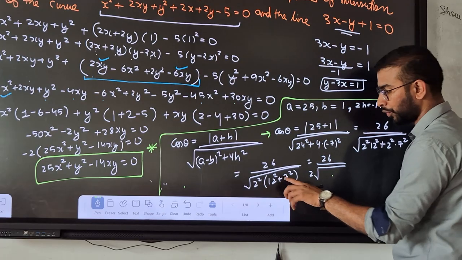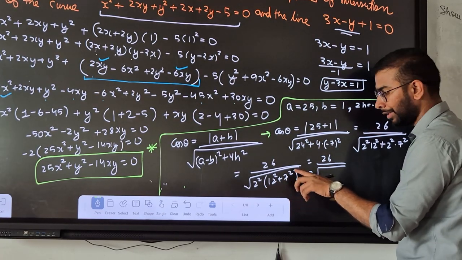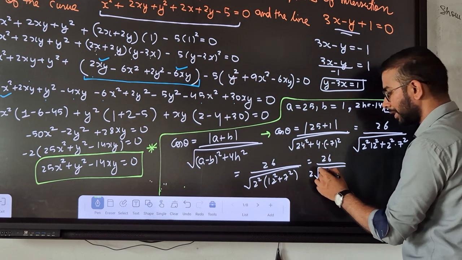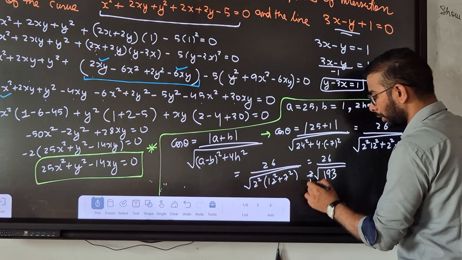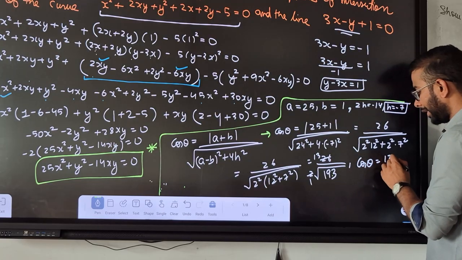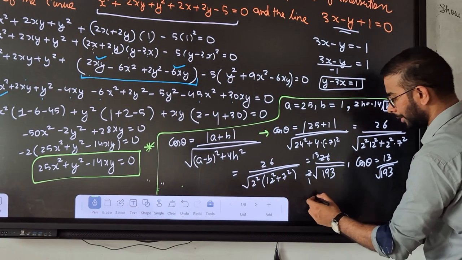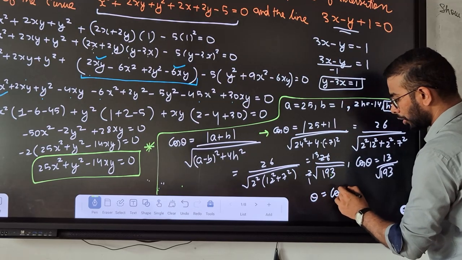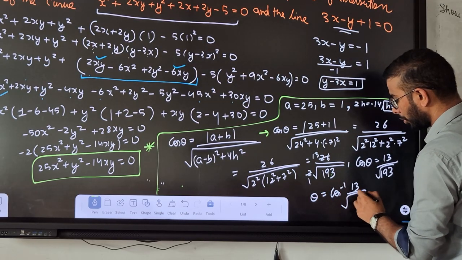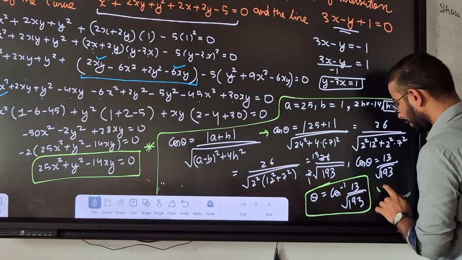Okay, I'm writing directly. So focus, 12 square is 144. 7 square is 49. 144 plus 49 is 193. So 2 ones are 2, 13s are 13. So cos theta is coming out to be 13 upon root 193. Are they asking you cos theta? No, guys, they are asking you theta. So theta is coming out to be cos inverse 13 upon root 193. And that's your answer, 7 marks in your pocket.